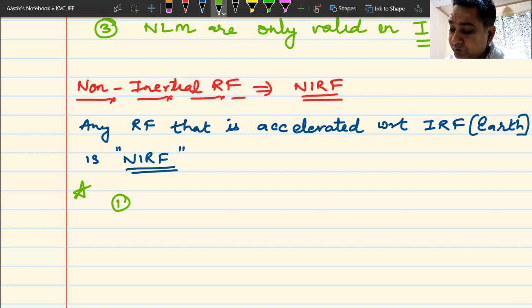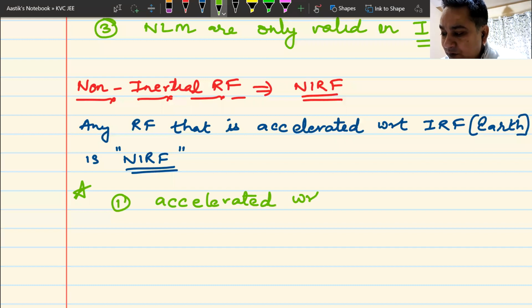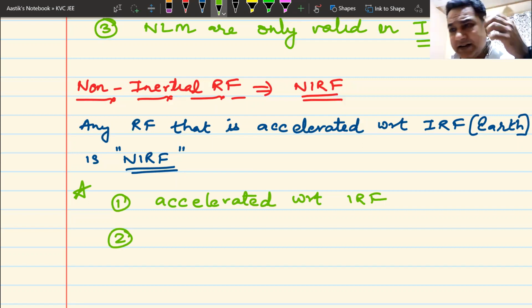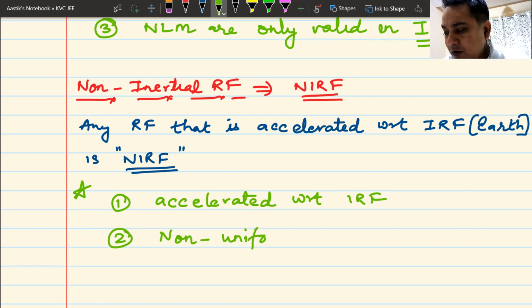So what you must remember about this? Number one, this non-inertial reference frame is accelerated with respect to inertial reference frame. Number two, or as someone said, it is moving with a non-uniform velocity. So you can even write this: it is moving with non-uniform velocity with respect to inertial reference frame.